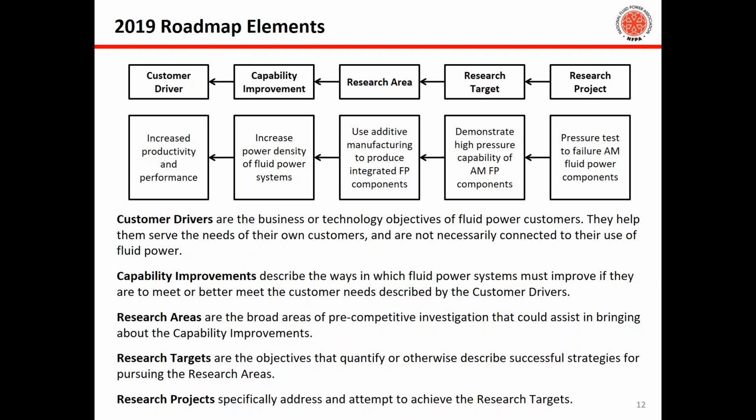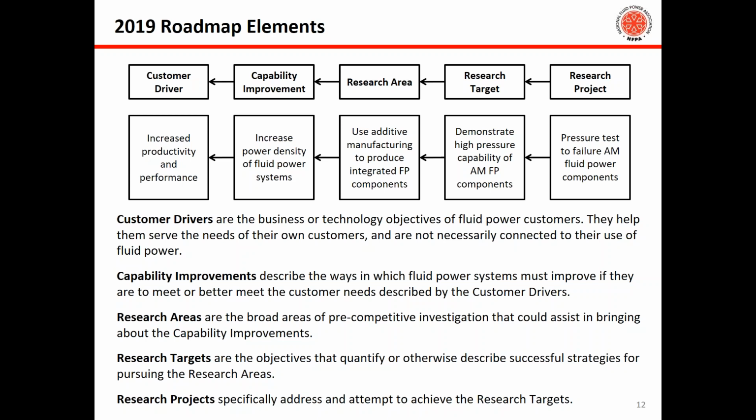In the example that I've shown here, to try to put some context to this, you can see that I've listed increased productivity and performance as one of the customer drivers that we'll likely be focused on. So that's the first element of the roadmap. Linked to that, moving to the right, will be what we call capability improvements. These will be the ways in which fluid power systems must improve if they are to meet or better meet the customer needs described by the customer drivers.